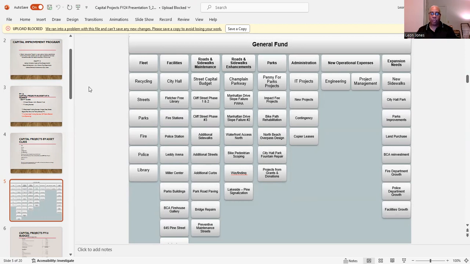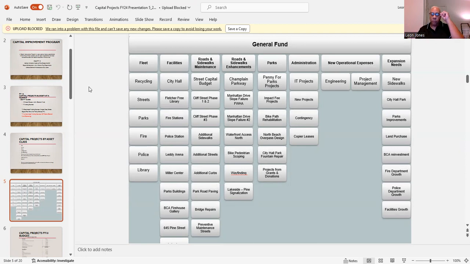Now, what does FWHA stand for? It should be Federal Highway Administration. Well, we have Manhattan Drive too. And I believe this information all comes from an actual city in Vermont. We have waterfront access, pedestrian scoping for bikes, wayfinding, lakeside pine signalization. Again, these are all under your funds, and your funds could start with 0 all the way to 9. There's a number, and that fund number is generally like an item number on a contract. It identifies what your fund is.